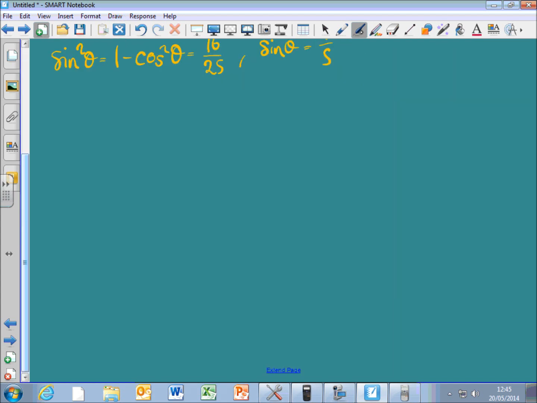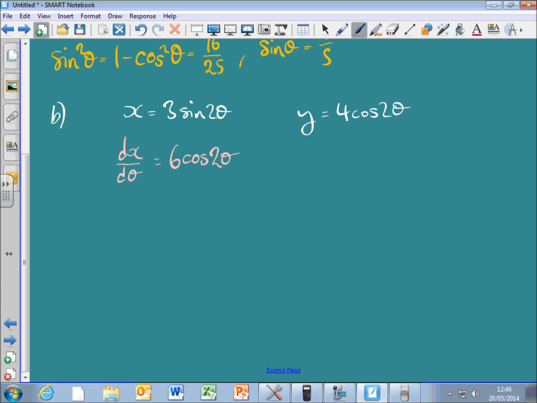Okay, so for part B, we're given that x equals 3 sine 2 theta, and we're given that y equals 4 cos 2 theta, and we're asked to find dy/dx. So to do that, I'm going to do dx/d theta, to differentiate with respect to theta, and this is going to give me 6 cosine 2 theta, and I'm going to do dy/d theta, which is going to give me -8 sine 2 theta.